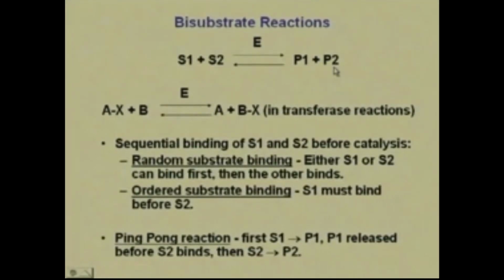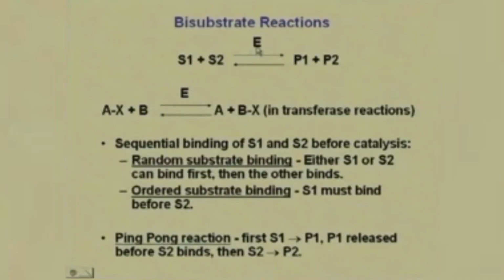Okay? Now, you recognize that we can have sequential binding. What does that mean? It means that the enzyme can bind S1, then bind S2. Okay? So, how can this sequential binding be? It can be of two types. It can be random, where the enzyme can bind S1 or it can bind S2 first. Okay? Or we could have ordered binding. What does that mean?